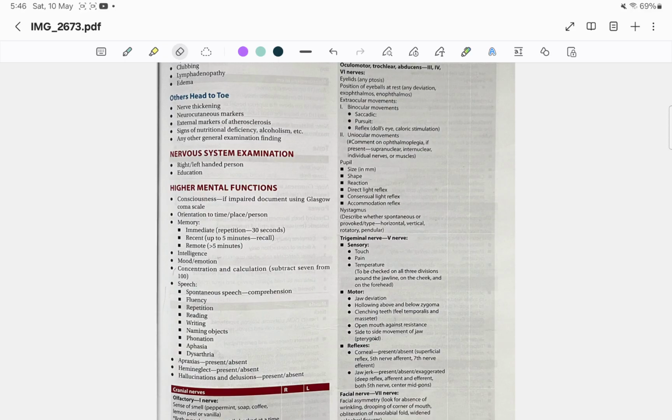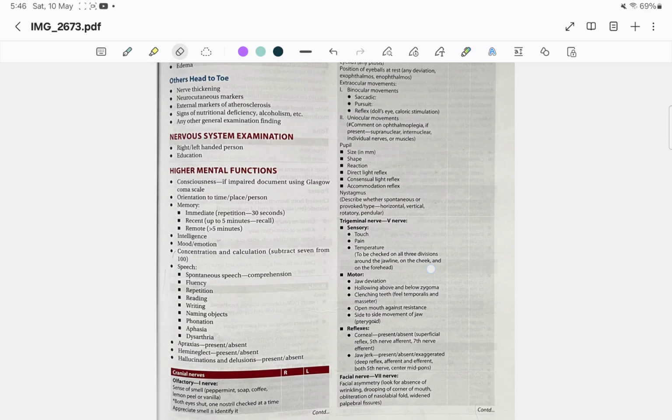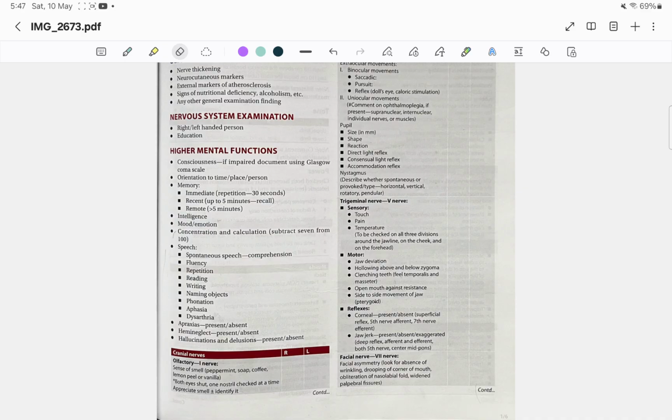Then we have signs of nutritional deficiency and external markers. They won't ask you this. Neurocutaneous markers they can ask. I will explain those neurocutaneous markers in a separate class.